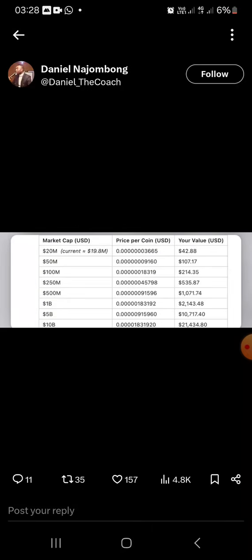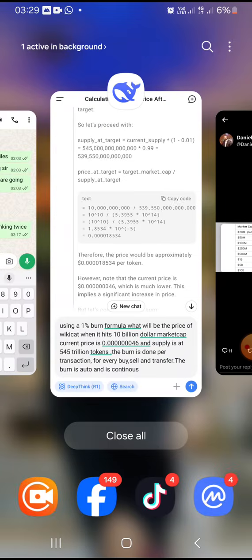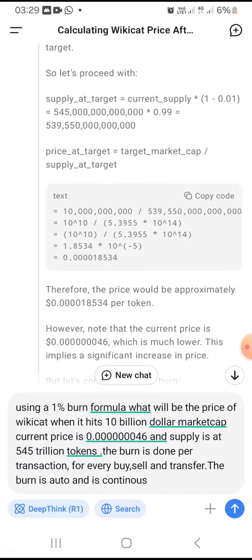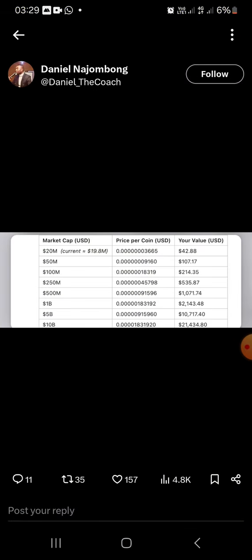Now look at what the guy predicted on his table. Look at what he predicted: 0.000183. So ChatGPT gave us 0.0000 then 185. Then this guy's table is giving us 0.0000 then 183. Hey, it's crazy. Do you understand? It's just 185 here and 183 here, which is very, very close.